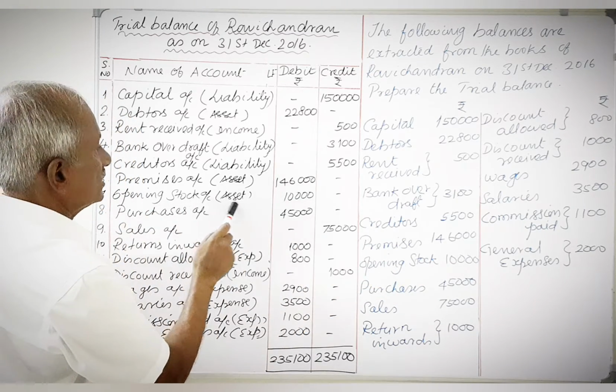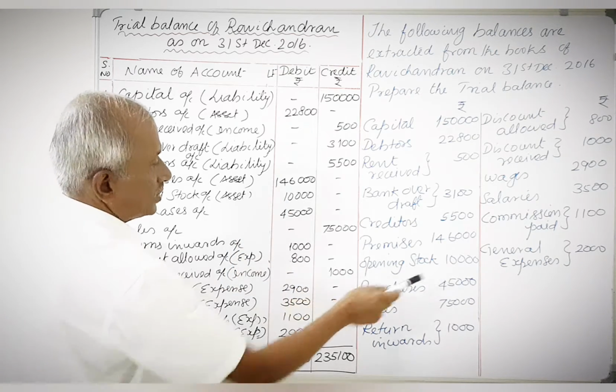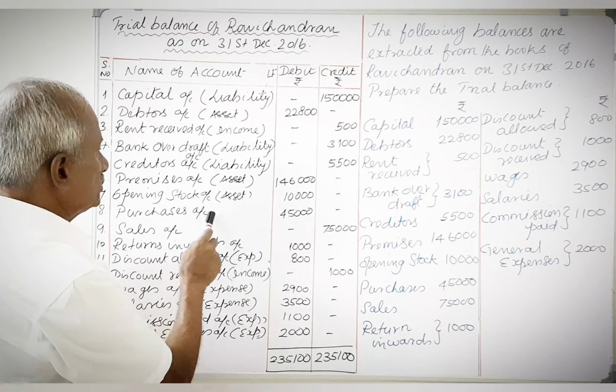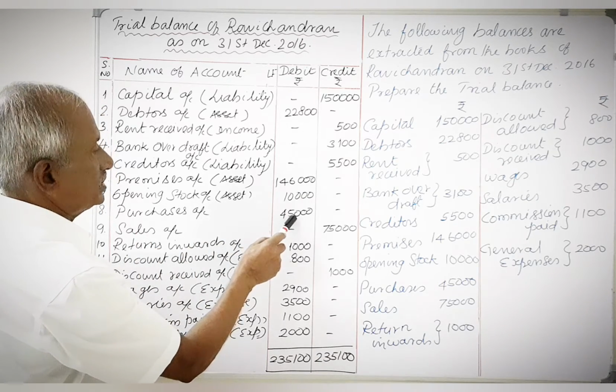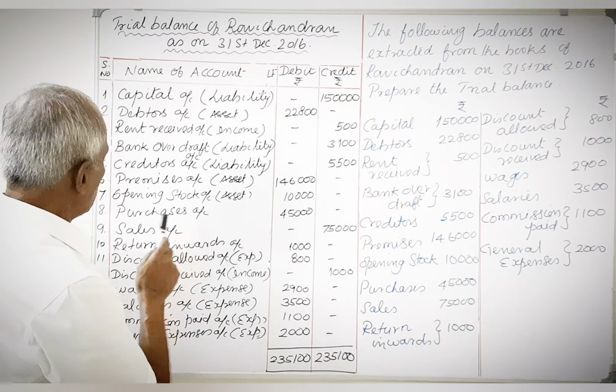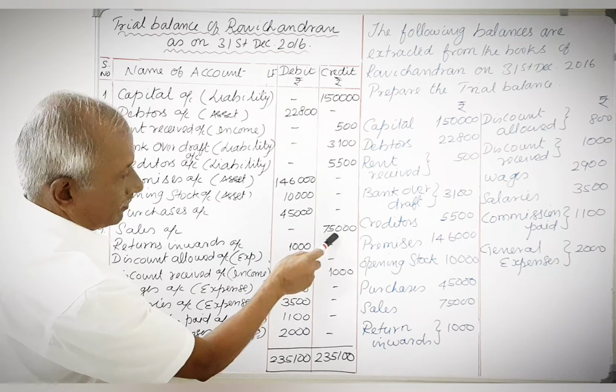Opening stock is an asset. Debit side of the trial balance 10,000. Then purchases, we know that purchase always shows debit balance. So purchase account, debit side of the trial balance 45,000. Sales, when purchase is debit, sales is always credit. So sales 75,000, credit side of the trial balance.